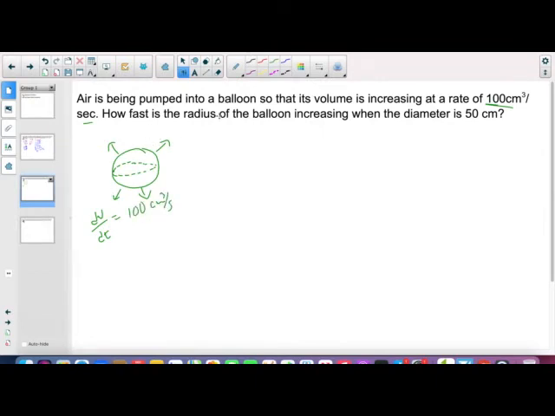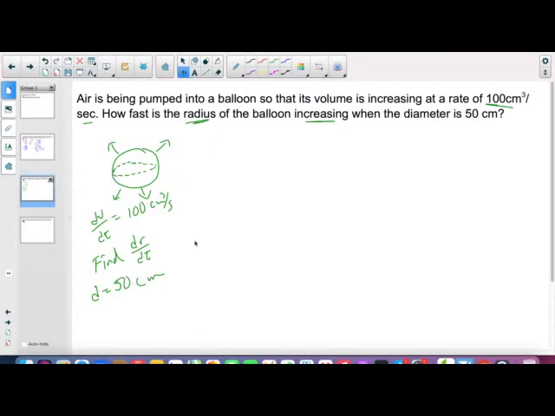And it's asking how fast is the radius increasing. Okay, so they're asking us to find dr/dt, and they're giving us that the diameter is equal to 50 centimeters. So they're asking us how fast is the radius increasing when the diameter of the entire spherical shape is 50.